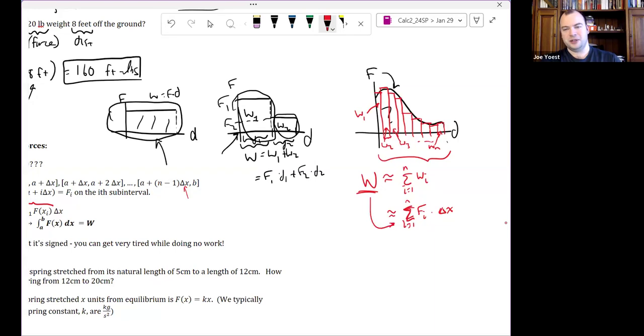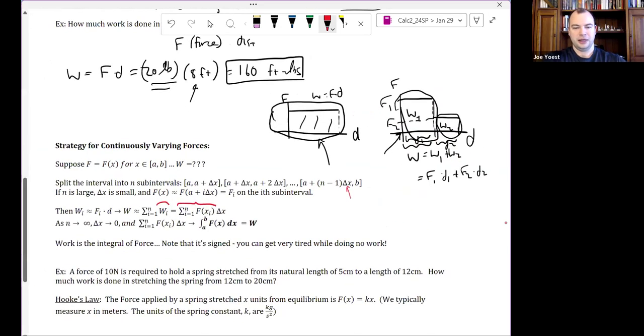But I actually want to find the real answer. And so if I take the limit as n goes to infinity, delta x, the width of each interval, goes to 0, the number of intervals goes to infinity, then I recover this nice smooth curve in the limit. And in the limit, my summation turns into an integral. So we have another formula for work, where work is the integral from the start to end point of force.